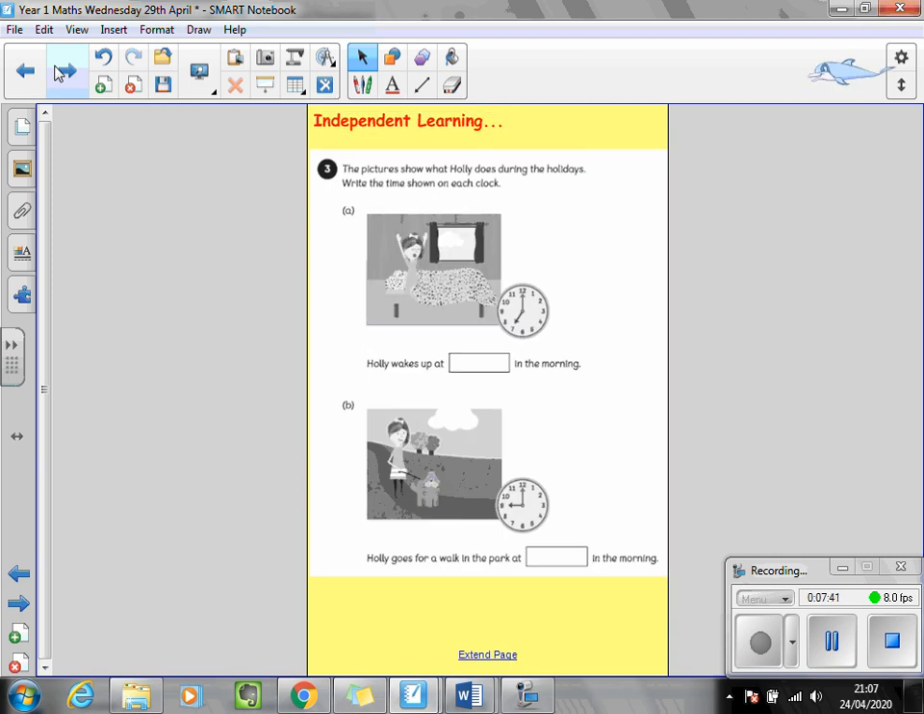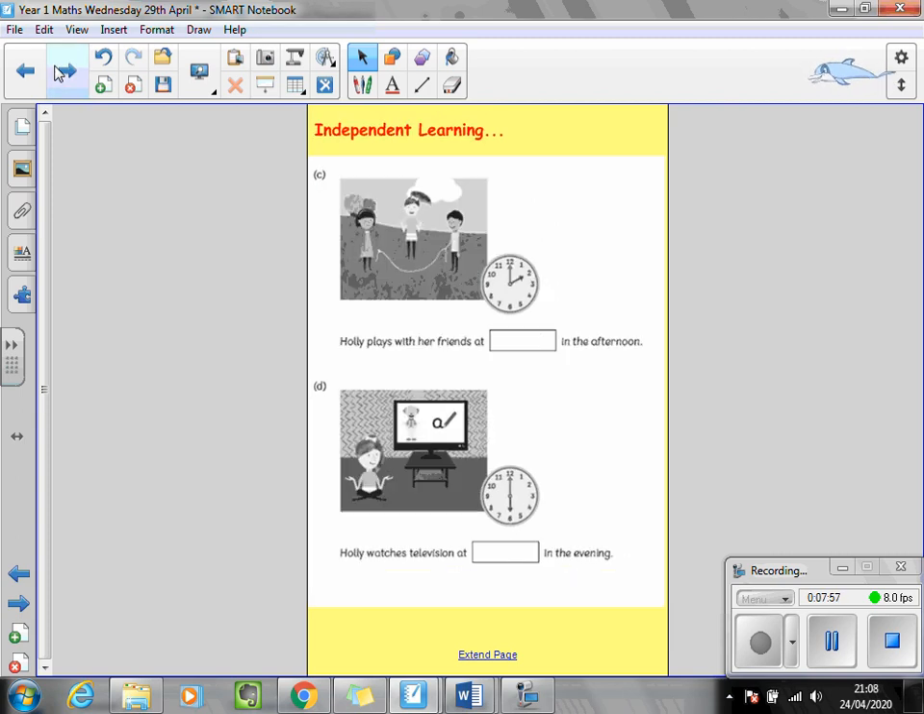Question 3. The pictures show what Holly does during the holidays when she's not at school. Write the time shown on each clock. You've got question A, question B, question C, and question D.